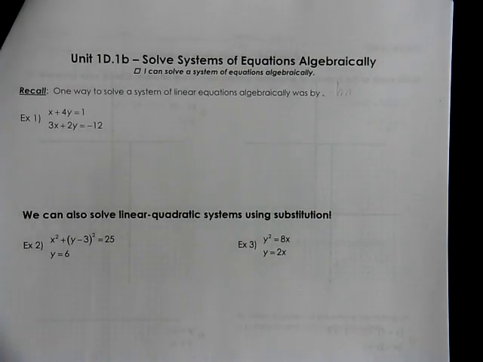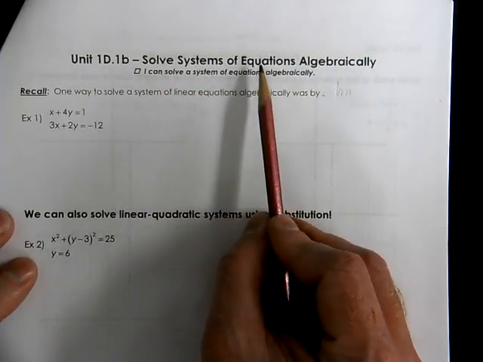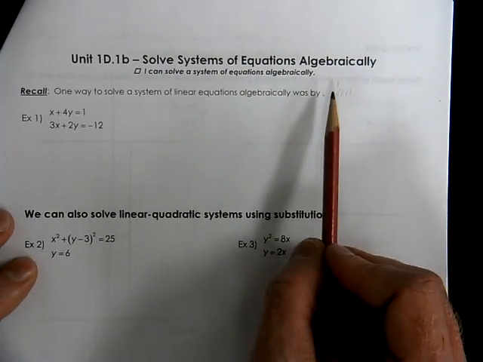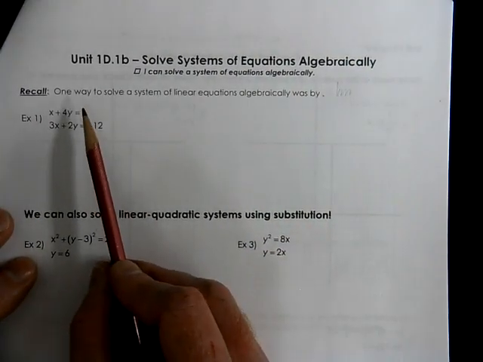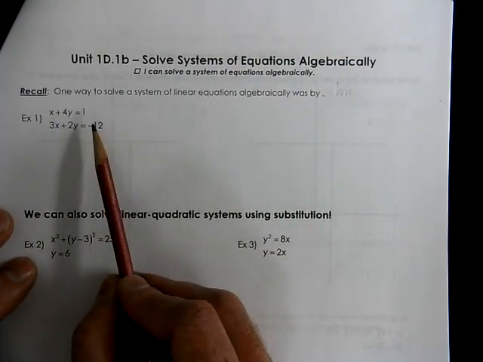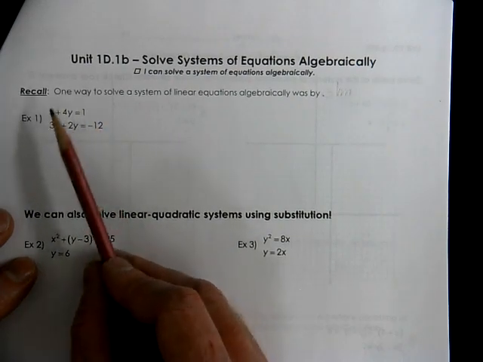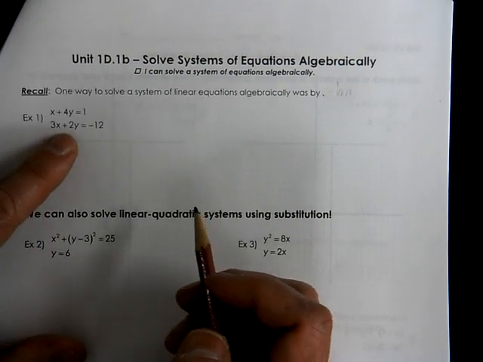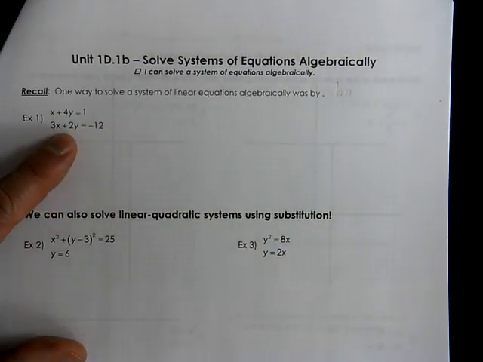This is Algebra 2 with trig, 1D.1b. We are going to solve systems of equations algebraically. In Algebra 1, you would have solved linear systems by graphing, by substitution, and also by elimination. So we're going to talk about this one using elimination.